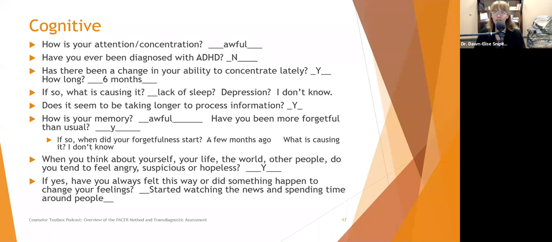Have you ever been diagnosed with ADHD? No. Has there been a change in your ability to concentrate? Yes. Over the past 6 months, his concentration has gotten worse. What's causing it? Lack of sleep, depression? He says he doesn't know. There was no precipitating event that suddenly made him less able to concentrate. Does it seem like it's taking longer to process information? He says yes. His memory's awful and he's been more forgetful than usual. When did his forgetfulness start? About a few months ago, and he doesn't know what's causing it.